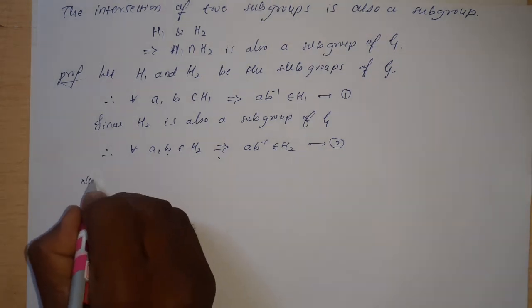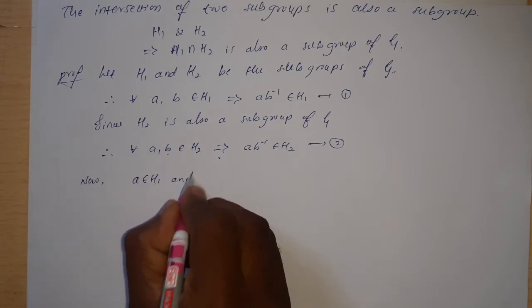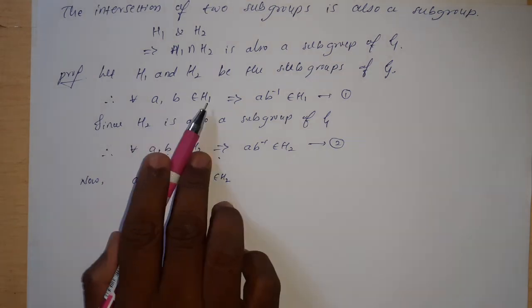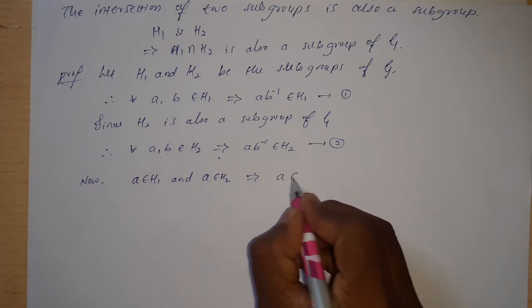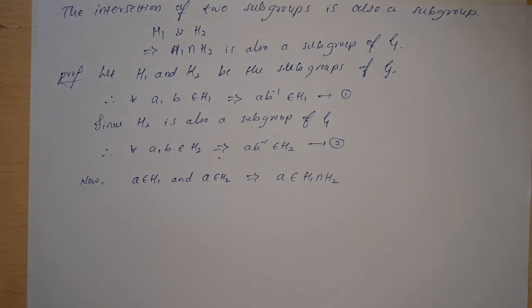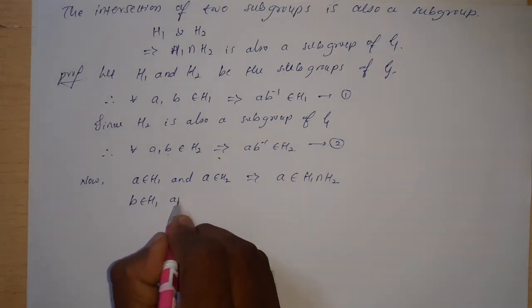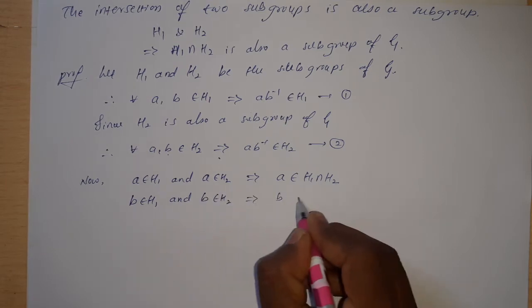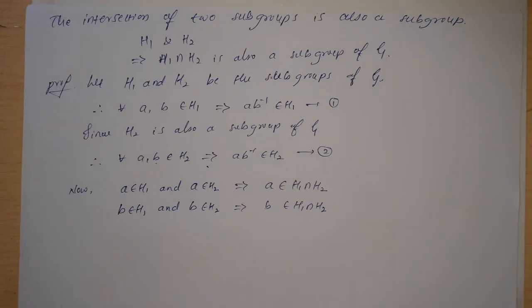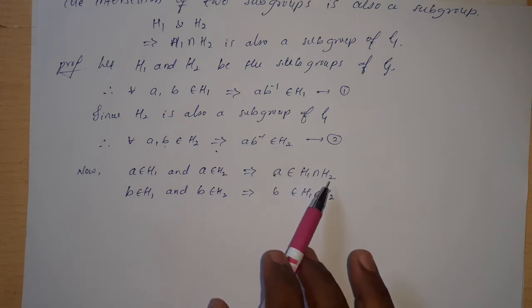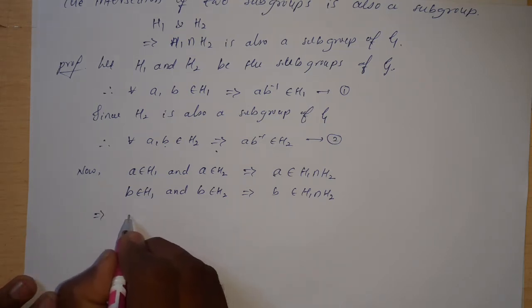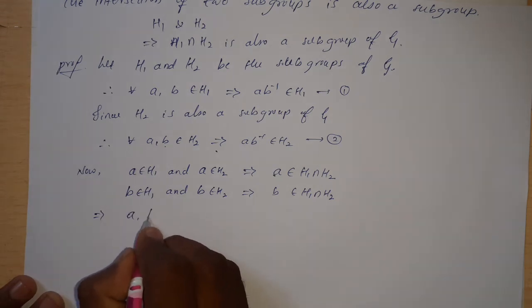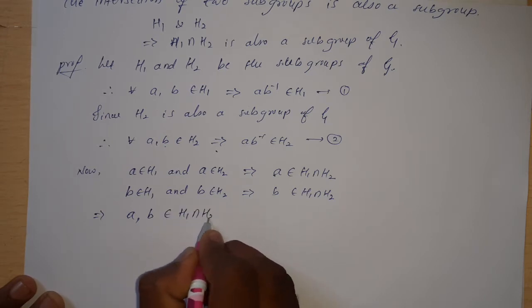And now we know that A belongs to H1 and A belongs to H2, right? Because in H1 there is the element A, and in H2 also we have A. So we can write this as A belongs to H1 intersection H2, because A is the common element for both subgroups. And B belongs to H1 and B belongs to H2, it implies that B belongs to H1 intersection H2. So here we have A and B both in the intersection of the two subgroups. Therefore, we can write that A, B belongs to H1 intersection H2, right?